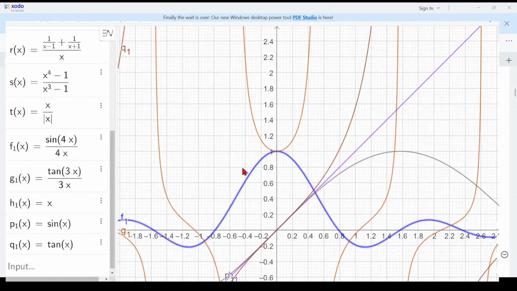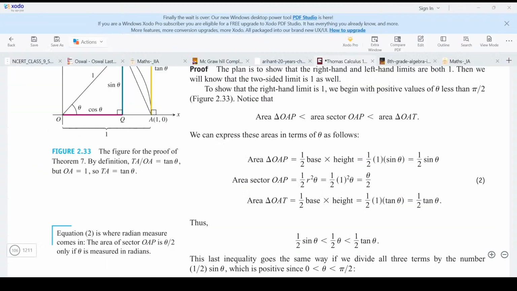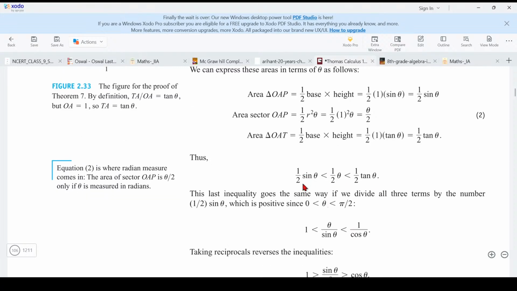That is what this graph is about. Sine x is lesser than x, which is lesser than tan x. That's what we are trying to say. Sine theta is always lesser than theta, which is lesser than tan theta. Now what we are doing, we are dividing everything with half sine theta, all three.